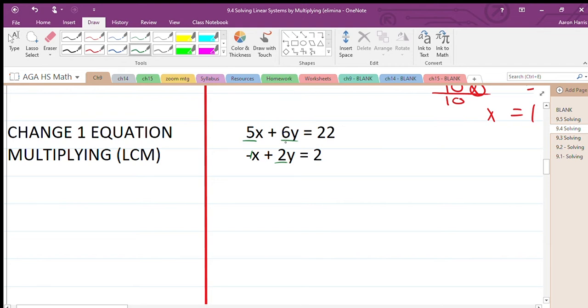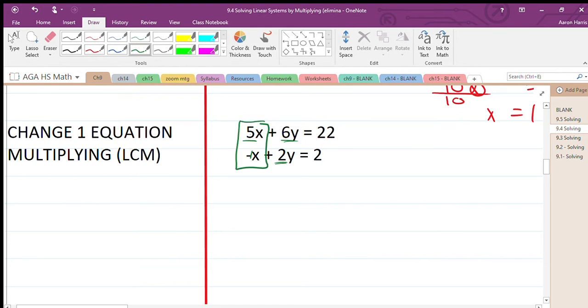Well, what if I want to cancel the y? I have a 6 and a 2. What is the LCM of 6 and 2? 6. So what would I multiply the bottom one by to make this a 6? 3. So let's choose one. Let's just do the easy one. Let's do x. Let's eliminate x.